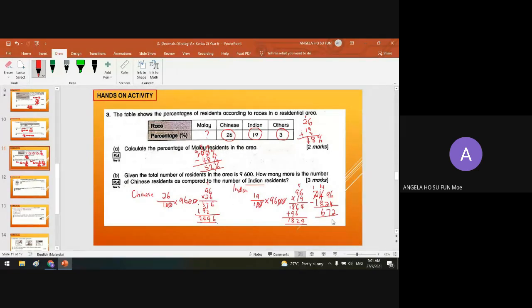672. Okay. There's another method. The Chinese percentage minus the Indian percentage, and then multiply by 9,600. Then you would have less problem in multiplication and division. Yes, another method is you minus out the Chinese percentage minus the Indian percentage. Here, 26 minus 19, you will get 7%. The difference is 7%. So use the 7%, multiply by 9,600, and straight away you will get the answer also. Okay?